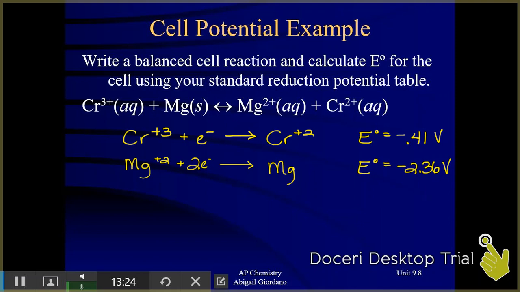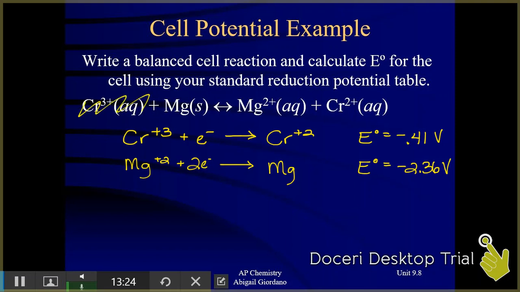Now, these are both written as reductions, and obviously I know I'm going to have to flip one of them around. Looking at the skeleton equation, you may already know, okay, we're going to have to flip the magnesium equation. And you're right, because if you look at how it's written, magnesium solid is on the reactant side, and right now it's not. So yeah, I know that's the one I need to flip around, but here's another way you would know.